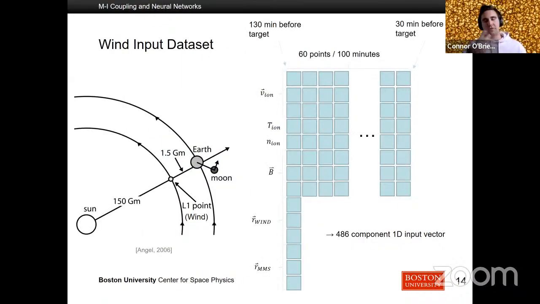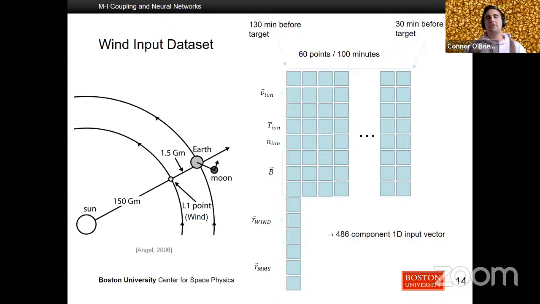In order to train our models to reproduce this data, we need some sort of input for these models. And for that, we used data from the Wind spacecraft. During this time period, Wind had the best temporal coverage relative to ACE or DSCOVR, so it's what we went with for this data set. We decided not to do multiple spacecraft because, as someone from the OMNI team will tell you, doing instrument cross calibration is very difficult. It's not something we're interested in doing for this analysis.